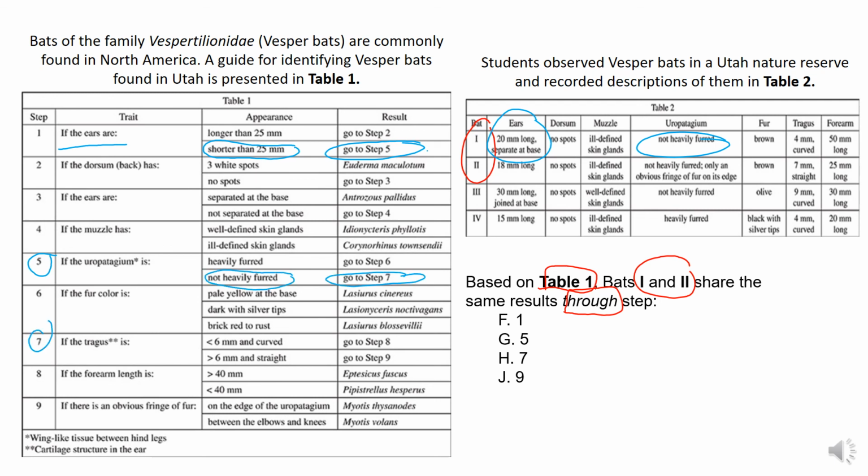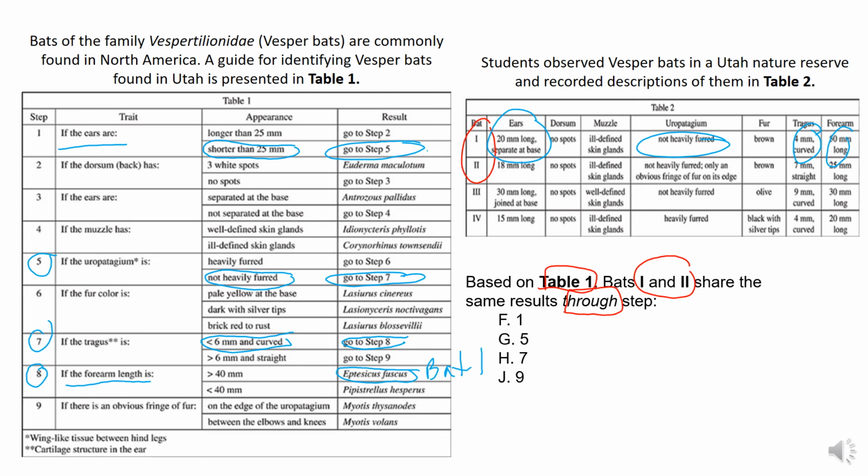And step 7 tells me if the tragus is less than 6 millimeters in curve, go to step 8. If it's greater than 6 millimeters in straight, go to step 9. Well, the tragus here is 4 mm curved. So that is less than in curved, and it says go to step 8. I go to step 8, and it says if the forearm length is greater than 40, it is Eptesicus fuscus. If it's less than 40, it is Pipistrellus hesperus. Now, it is 50, and 50 is greater. So this should be bat 1.